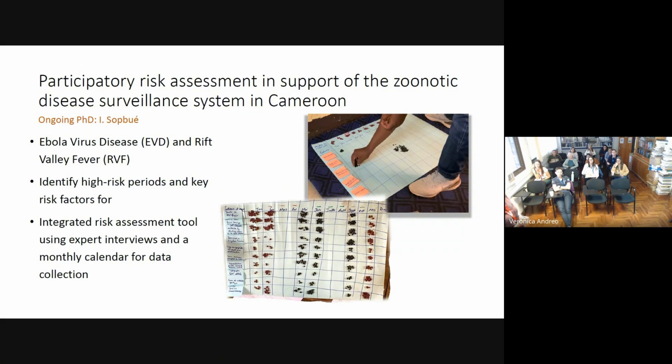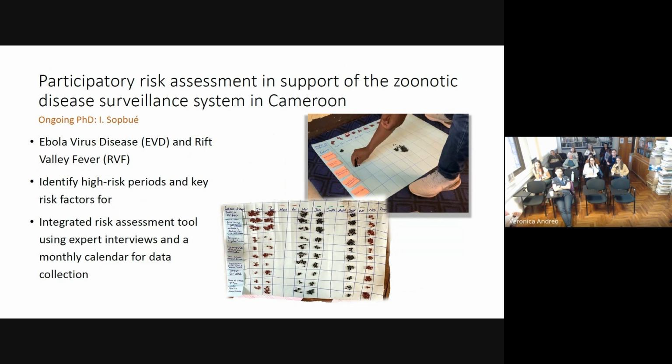So the idea here is to also ask experts. In the field, you go to ask experts to identify the risk factors, and using a calendar like that with seeds, they ask people to assign weight to the different risk factors they identify. That will also be used to produce a risk map.